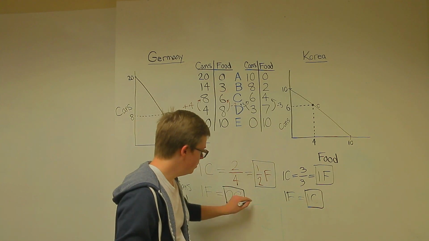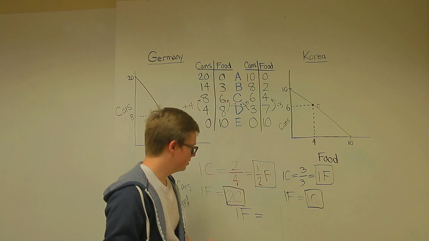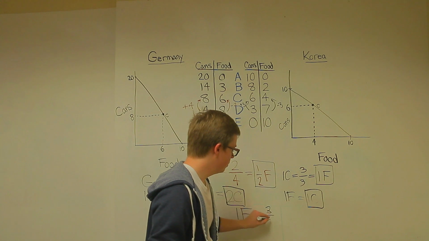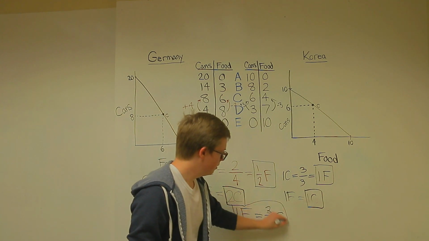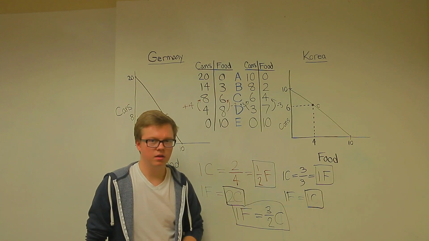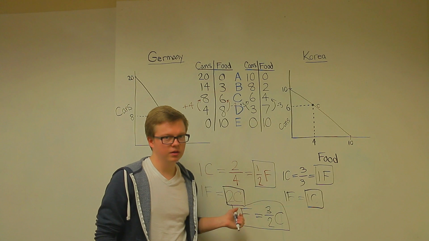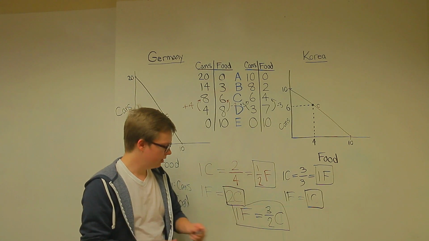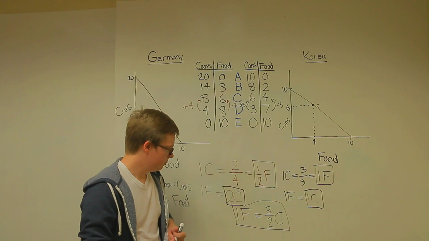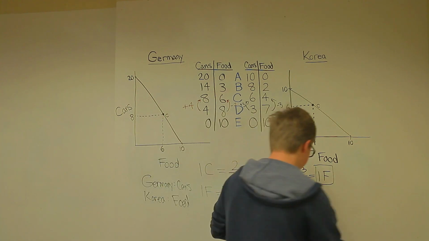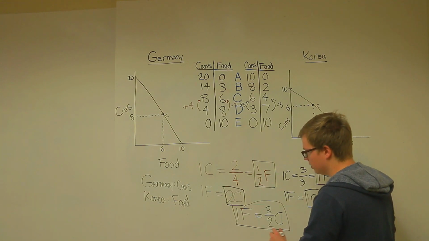We're going to say 1 unit of food is 1.5 cans. That's the trade rate we're going with. And I just chose this one because it's in between 1 and 2. You could rearrange this to find the price of cans. It would be 1 can is 2/3 units of food.